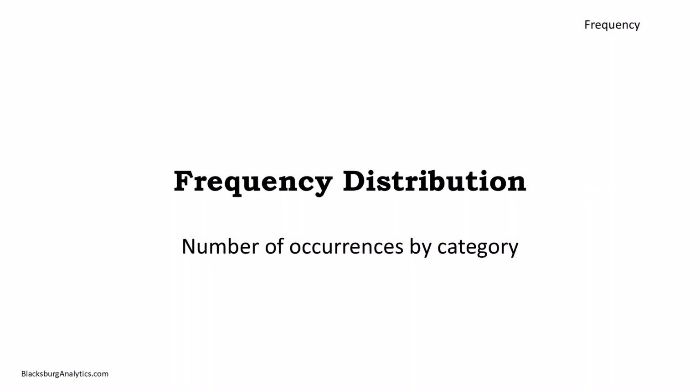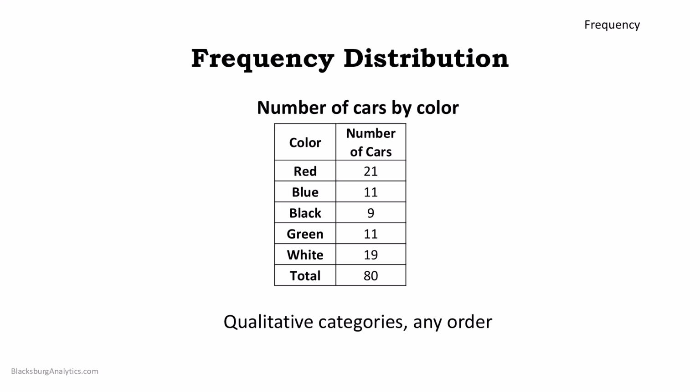Frequency is how often a category or value occurs in a list of possible categories or values. This is a frequency distribution of number of cars by car color, a qualitative variable. The categories are nominal, without a natural order, so the category order is what you want it to be.